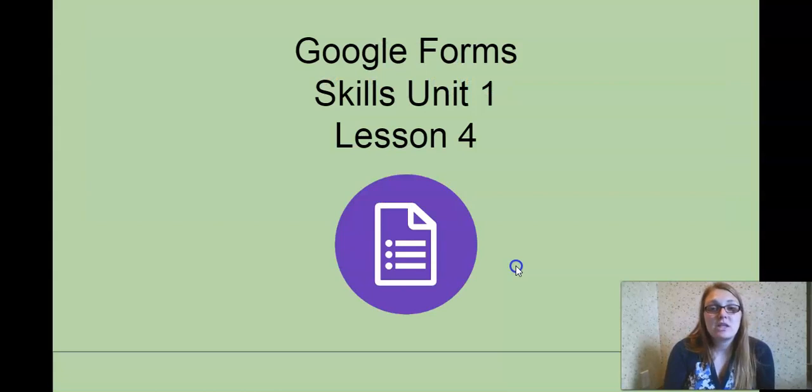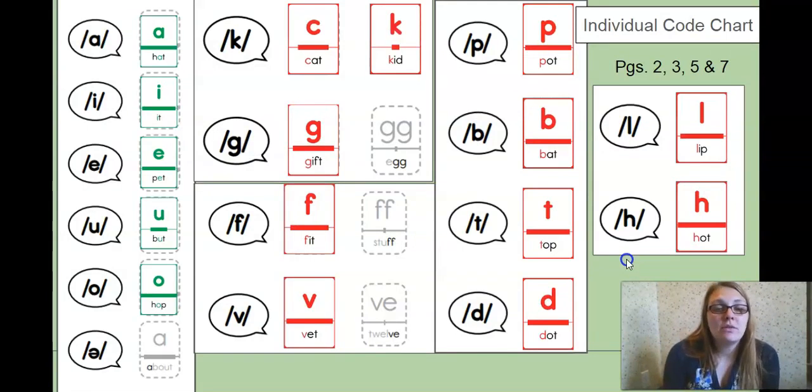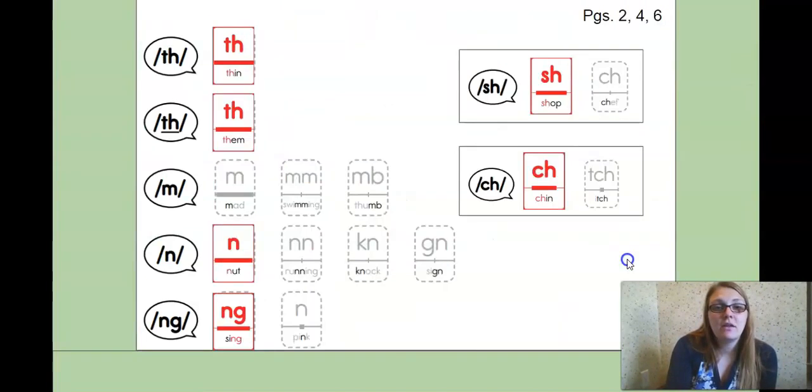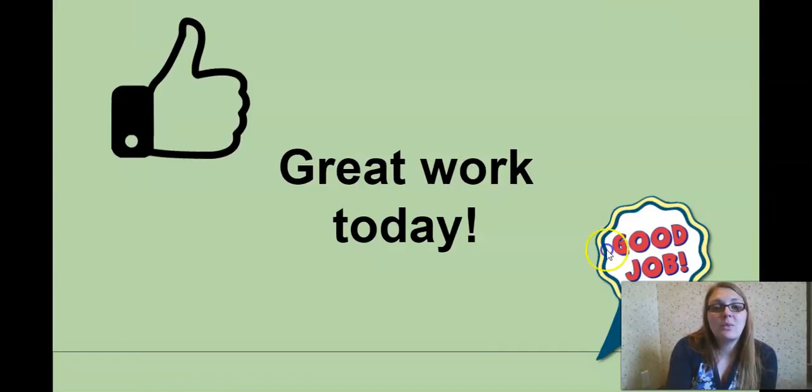Okay, and like I said, the rest of the questions will be on the Google Forms for Lesson 4. And also on the form will be the rest of the dictation portion. You'll listen to me say the words, you'll write them down, and as always, you'll type them in the form. And as always, please use your Google code chart to help you if needed. Here are all the sounds that we have worked on. Pages 2, 3, 5, and 7. 2, 4, and 6 for today's. And here's the story. Great work today.